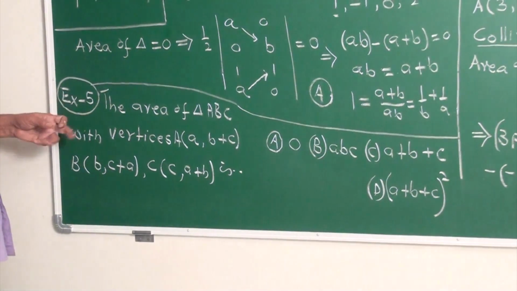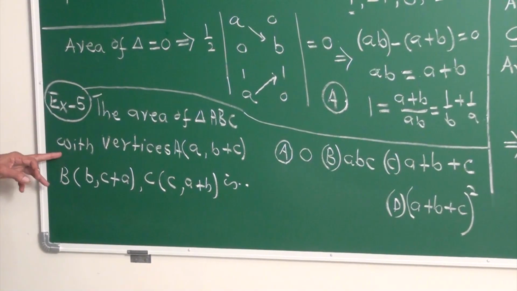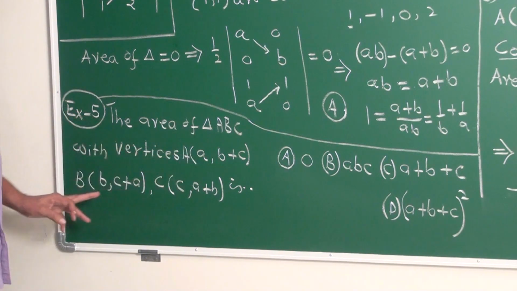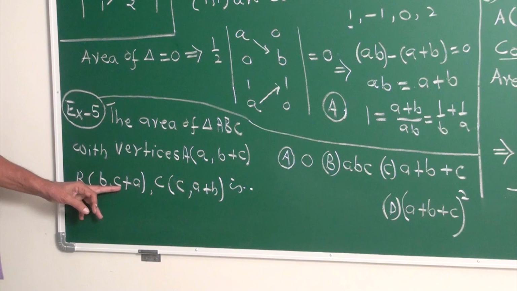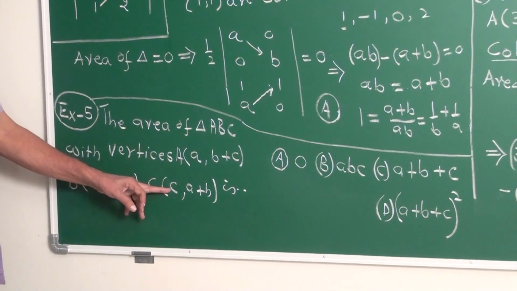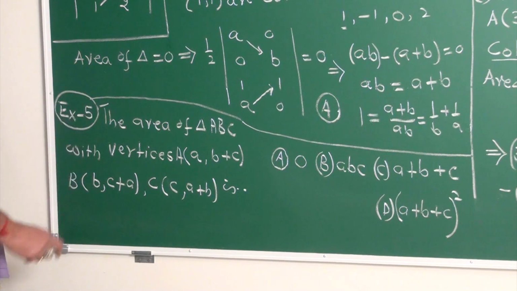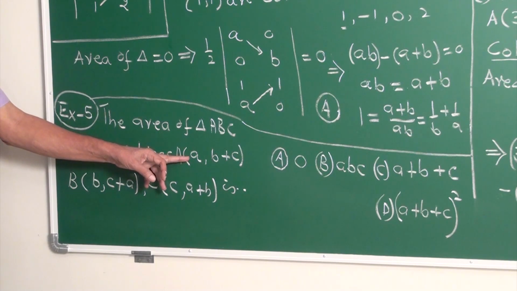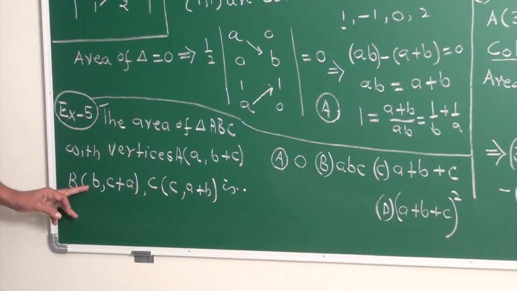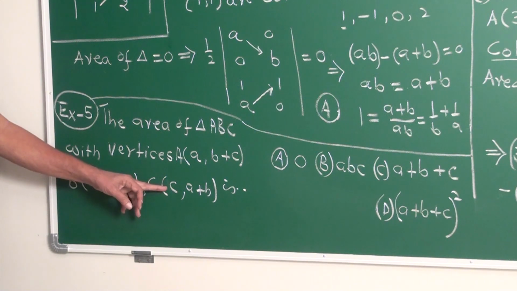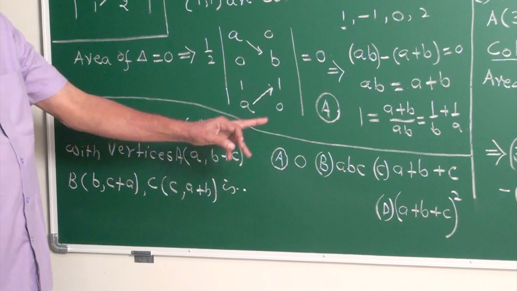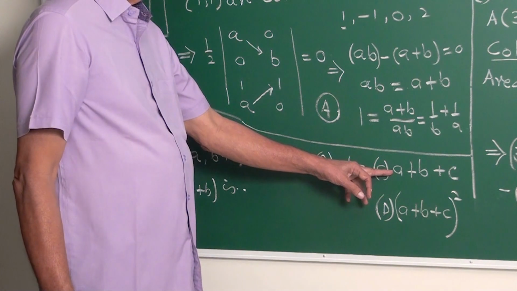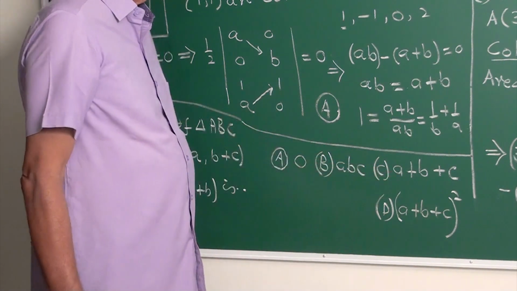One more is there. That is the fifth example. The area of the triangle ABC with vertices A comma B plus C, B comma C plus A, C comma A plus B is dash. These are the options: 0, A, B, C, A plus B plus C. D is what? A plus B plus C, the whole square.